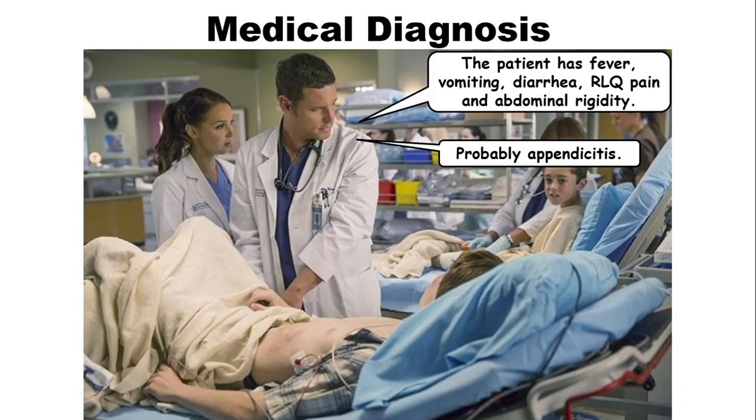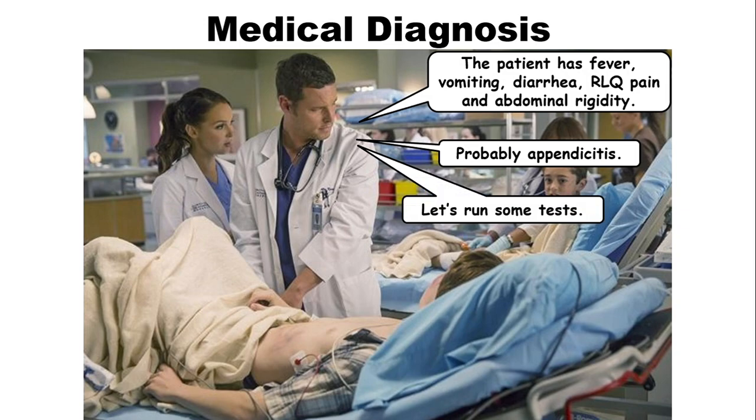So this is what's going on in medical diagnosis. The patient has a fever, vomiting, diarrhea, right lower quadrant pain, abdominal rigidity, probably appendicitis. Appendicitis here is the hypothesis, a possible answer to the question of what is making this person sick.